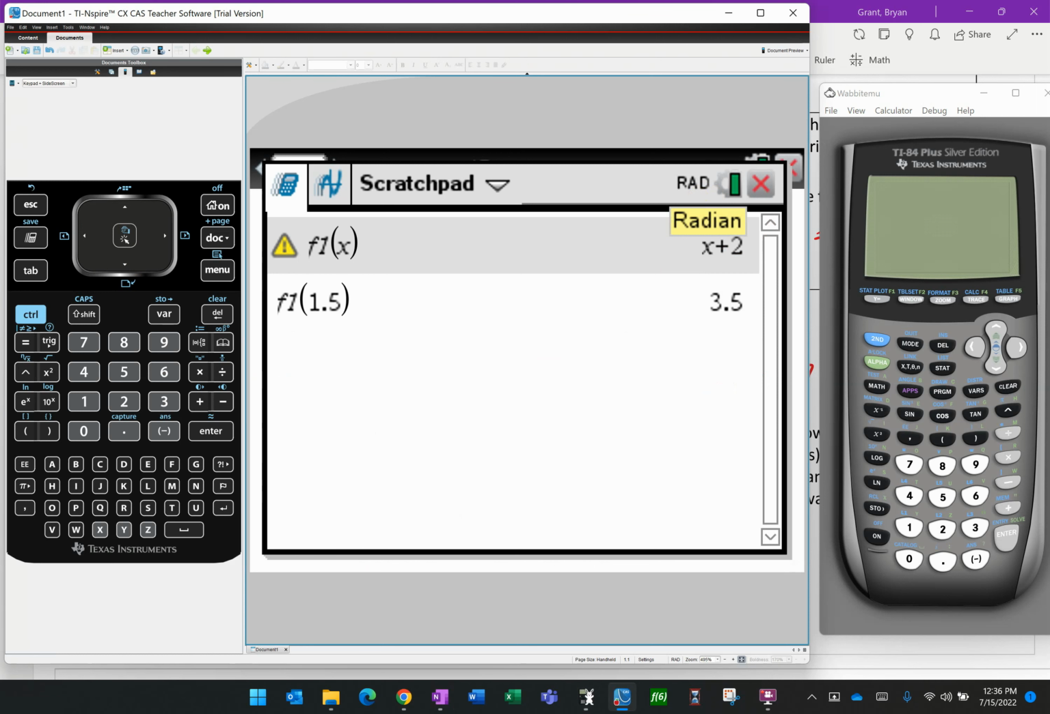If you click it again, it'll change back to radians. But mine's in radians, no reason to change it. On the 84, your quick check should just be in mode, and then right down here to radians. If degrees is highlighted, make sure you go left, hit enter on radians, and then back out.